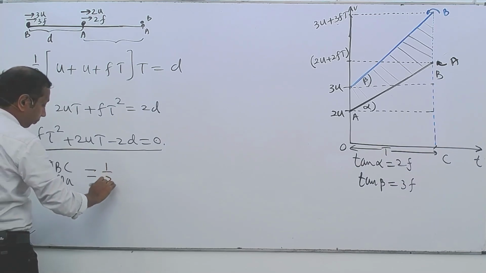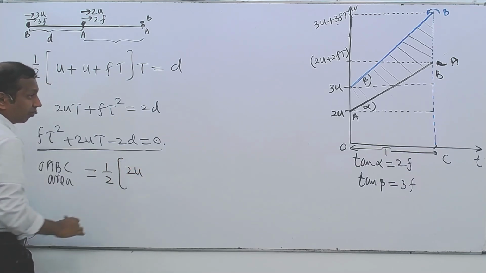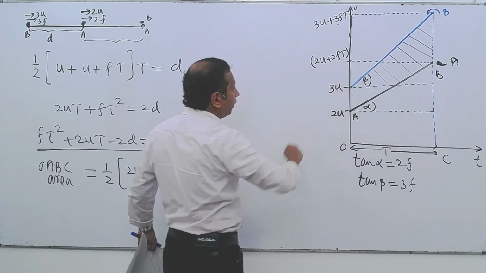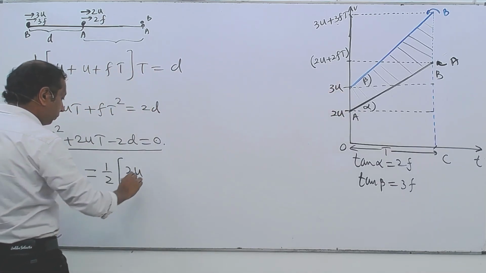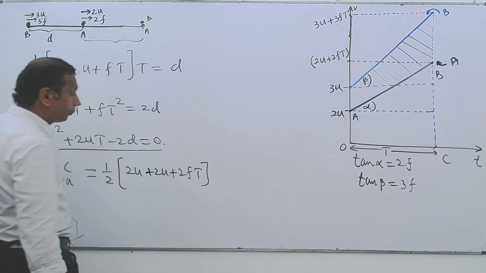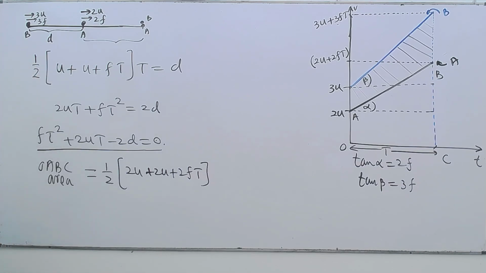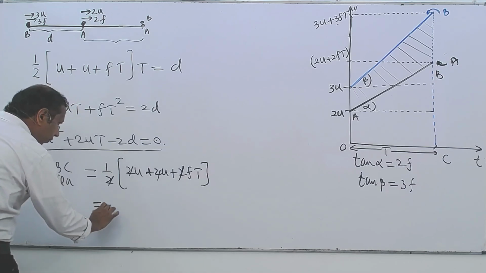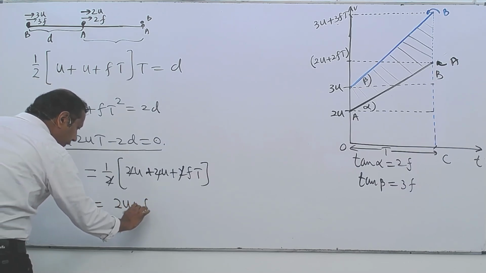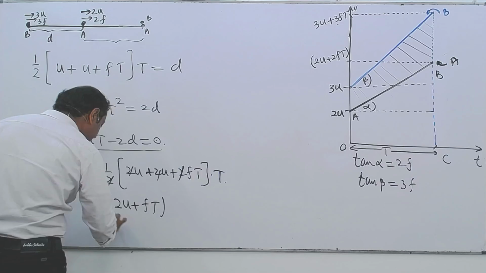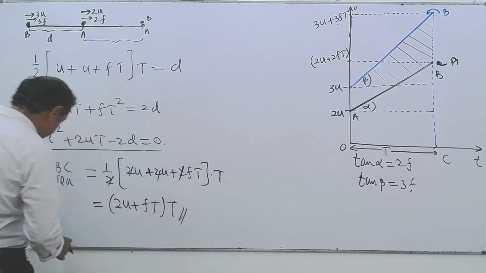It is half the sum of the parallel sides. One is 2u, the other side is 2u plus 2ft. Half sum of the parallel sides: 2u plus 2u plus 2ft. The 2s we can cancel down with this. 2u plus ft, half sum of the parallel sides, into the perpendicular height, t. We get it this way.